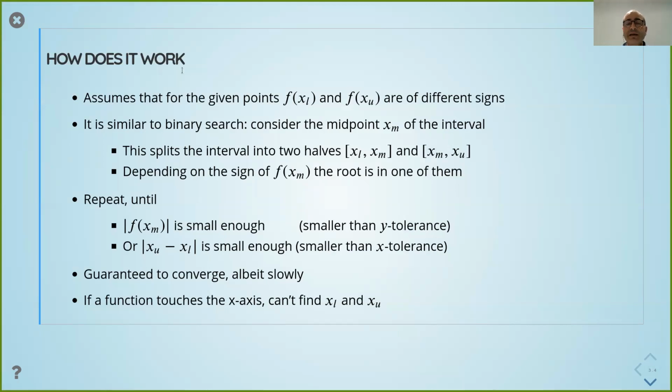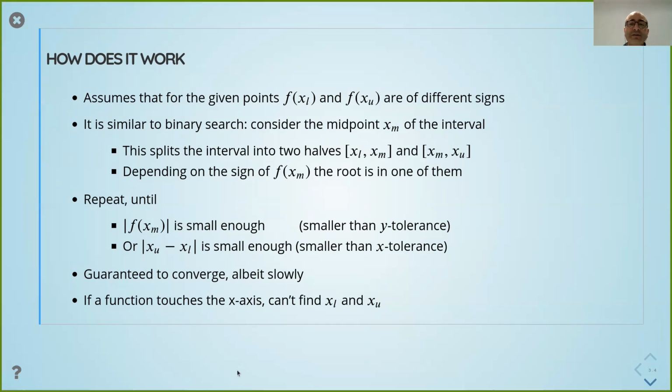Now, the great thing about this is that if we start with 2 points that have different signs, then we're guaranteed that this method will converge. It will stop eventually. It's not like this is a method that will oscillate or will never stop. No, it is guaranteed to converge. However, there is no guarantee of fast convergence. It could be that it's converging rather slowly.